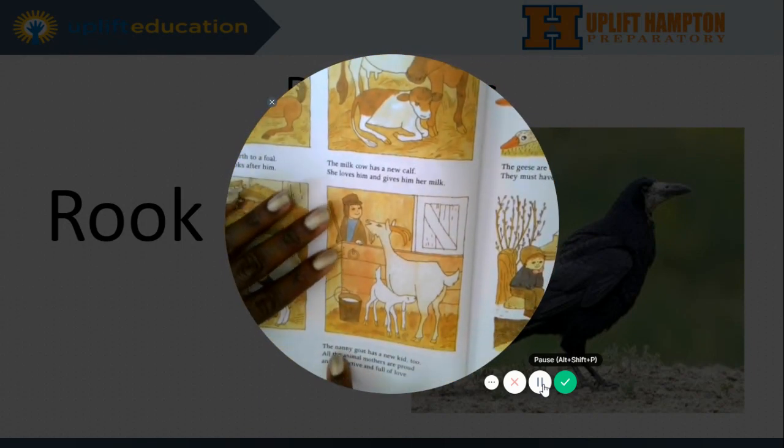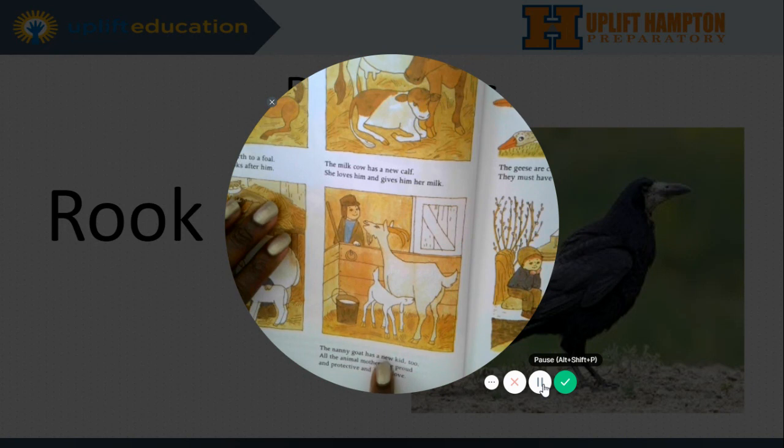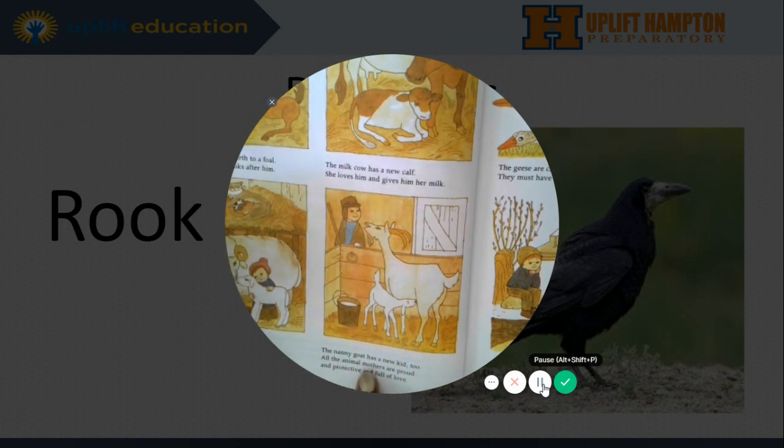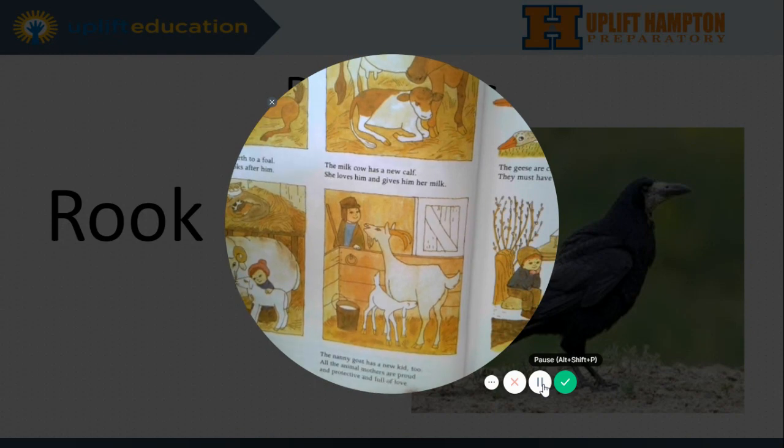And then here it says the nanny goat has a new kid too. All the animal mothers are proud and protective and full of love.